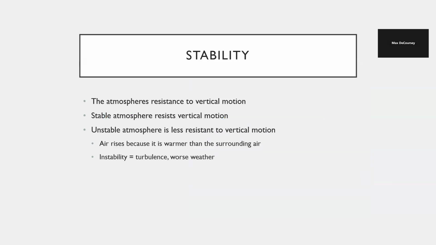All right, so the term stability. Stability relates to the atmosphere's resistance to vertical motion. A stable atmosphere resists vertical motion. So if you have a stable atmosphere, if air is disturbed upwards, the stable atmosphere will dampen down that disturbance. If you have an unstable atmosphere, it's less resistant to vertical motion. So if you have a disturbance, the disturbance will be magnified and it will continue.